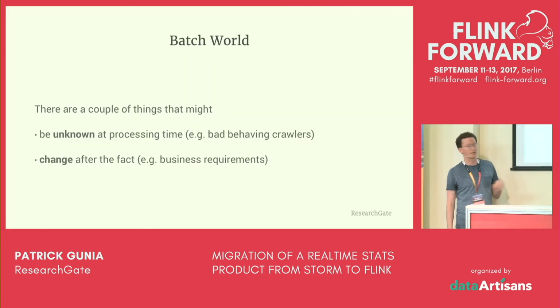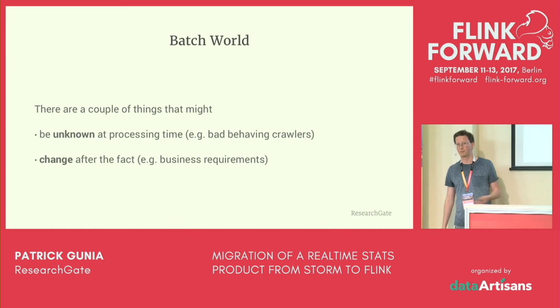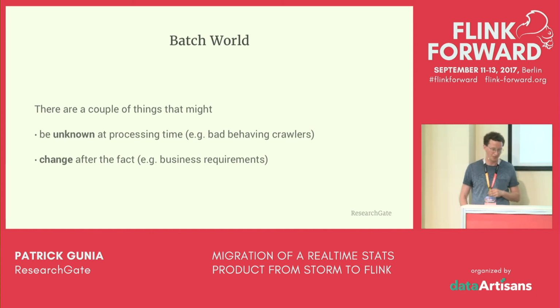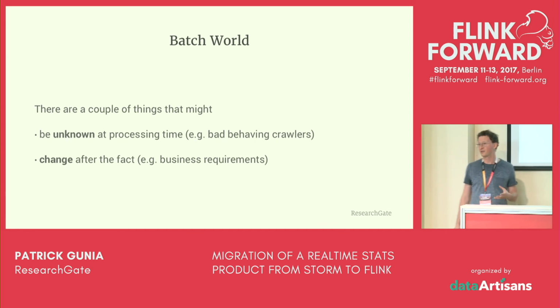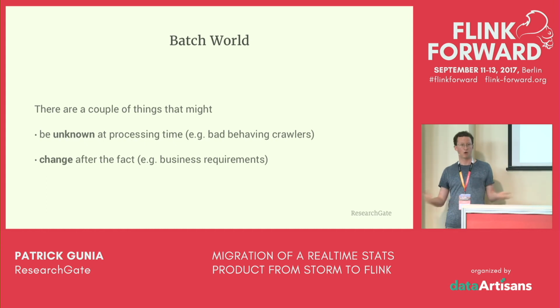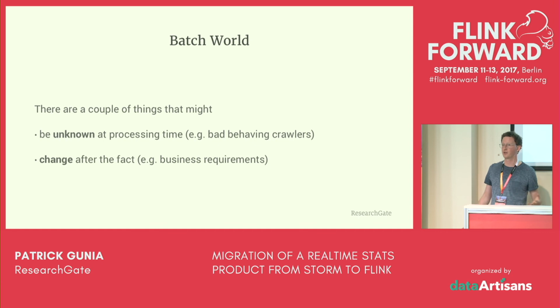So there are actually a couple of things that might be unknown at processing time. That's, for example, the badly behaving crawler example that I gave you, right? You might not identify the crawler directly. Your suspicious traffic detection might tell you a little bit later, but then you should be able to fix those crawlers retrospectively. Of course, there might also be things that change after the fact, which is the classic business requirements, right? You might require the graphs that I showed you, where we have breakdowns for publication type, for context, for logged in, logged out. But what happens if your product manager comes by and says, I want to have another breakdown where it's broken down by referrers, for example, right?